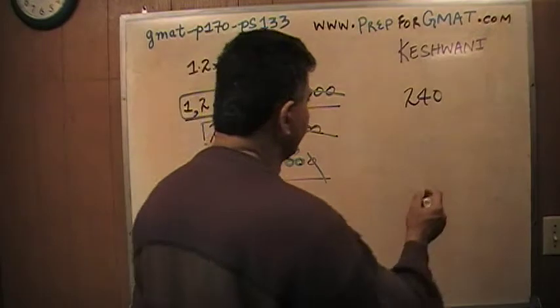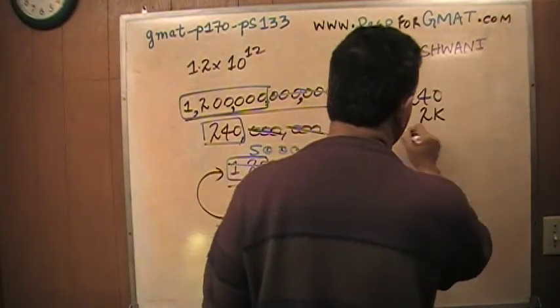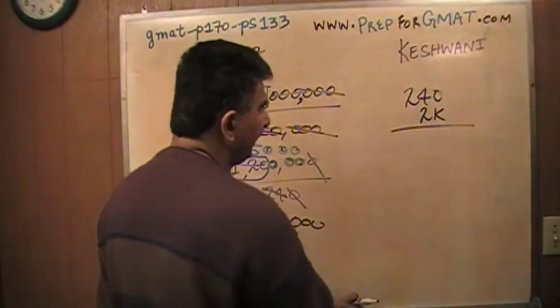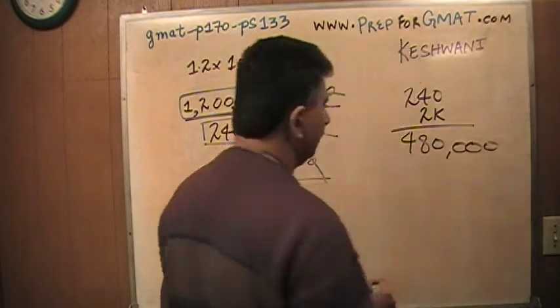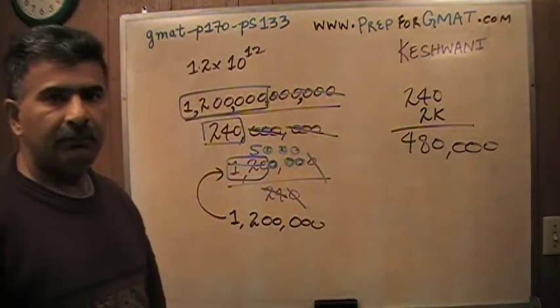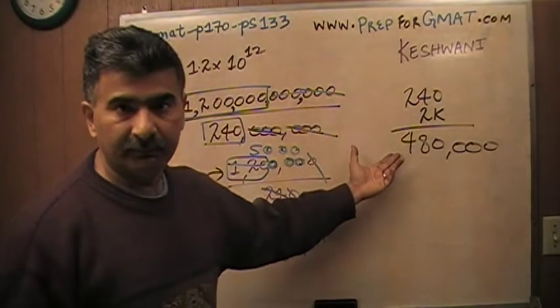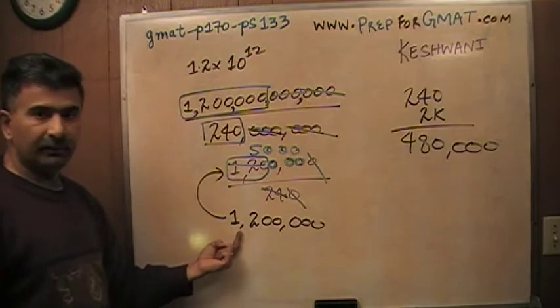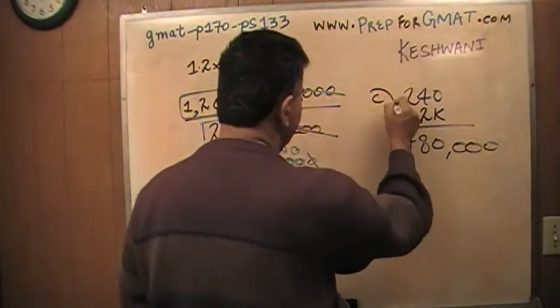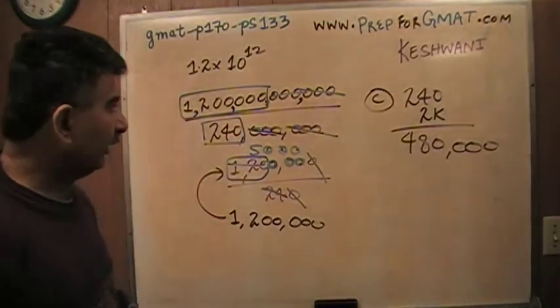So I'm going to try C. C tells me 2,000. If I were to multiply it by 2,000, I end up with 48. This is the amount that I end up with. Not even 500,000. We're looking at 1.2 million on the top. You see, 1.2 million. This was answer choice C. That tells me that it is too small.